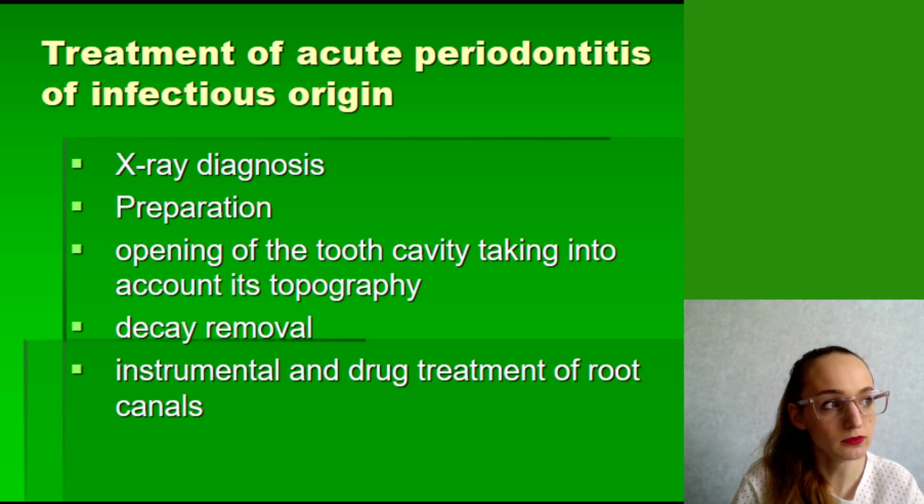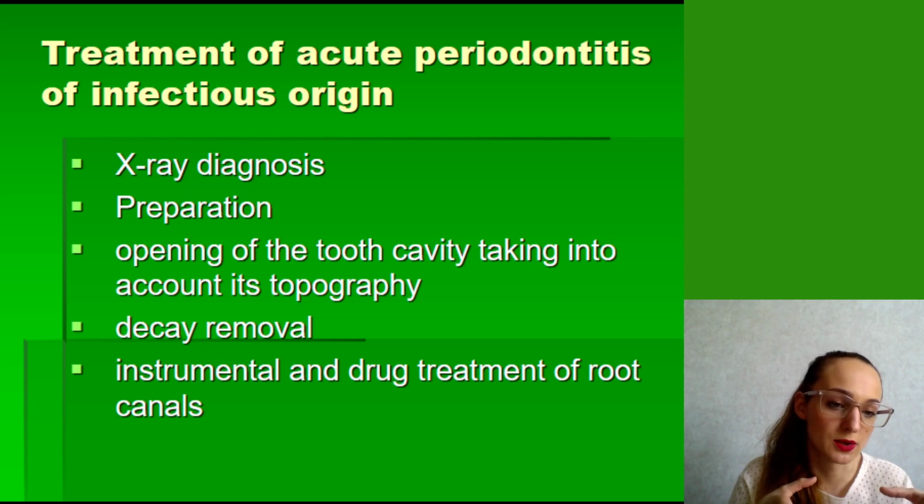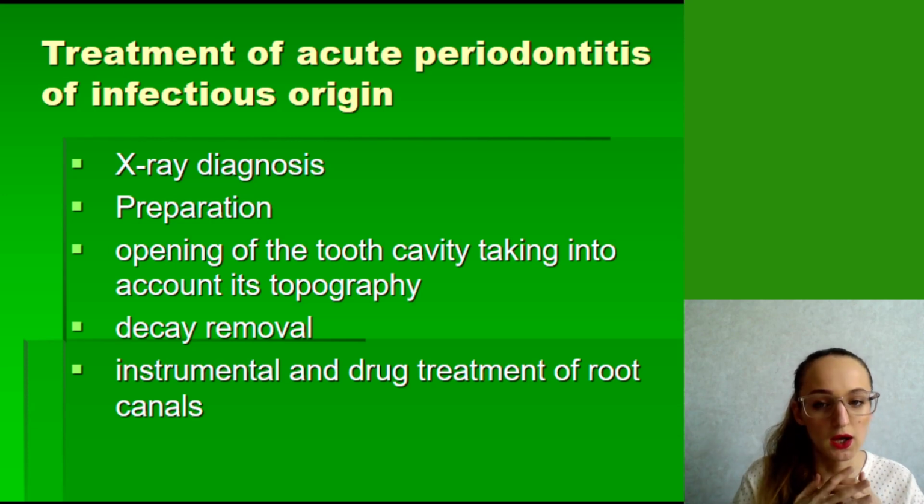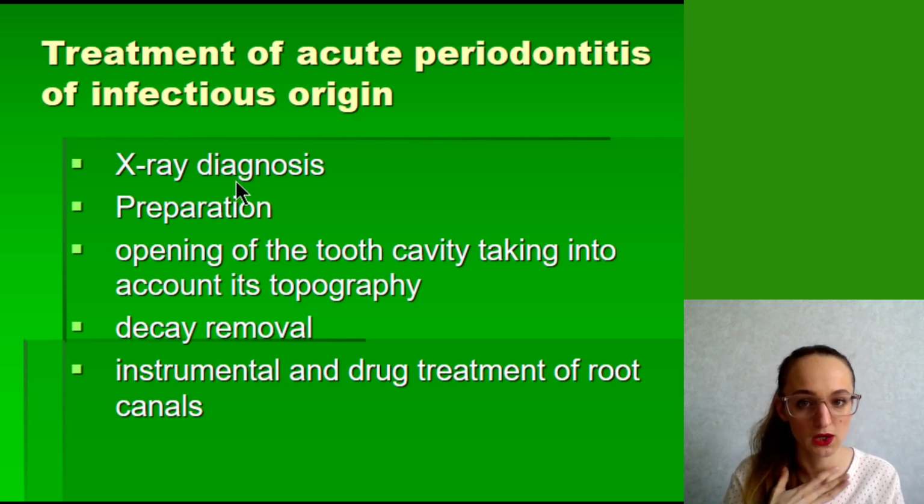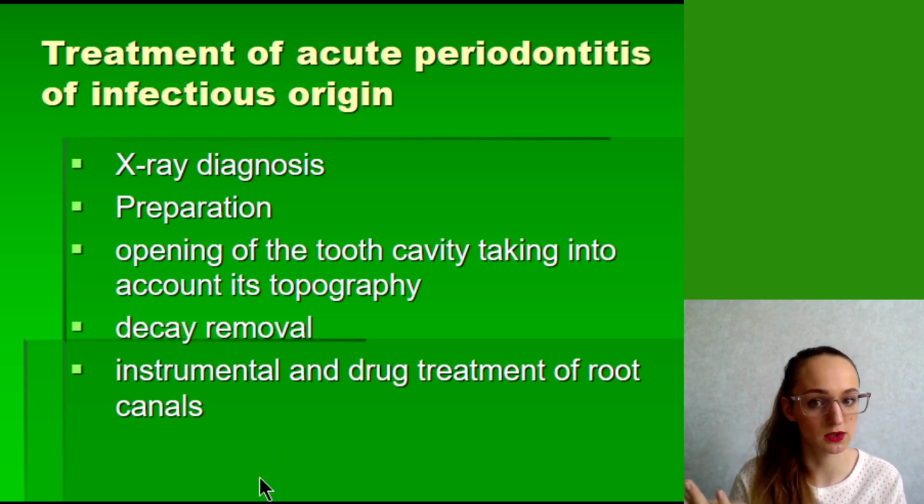Or if you have a very carious destroyed tooth, the next treatment will be orthopedic treatment using crown restorations. So treatment: X-ray diagnosis, preparation, opening the tooth cavity taking into account the topography, decay removal, instrumental and drug treatment, irrigation of the root canals.